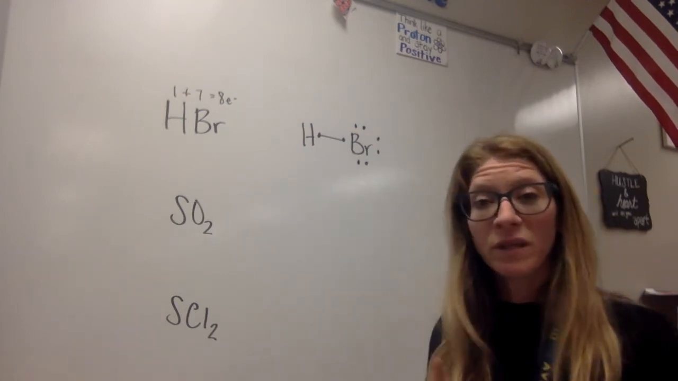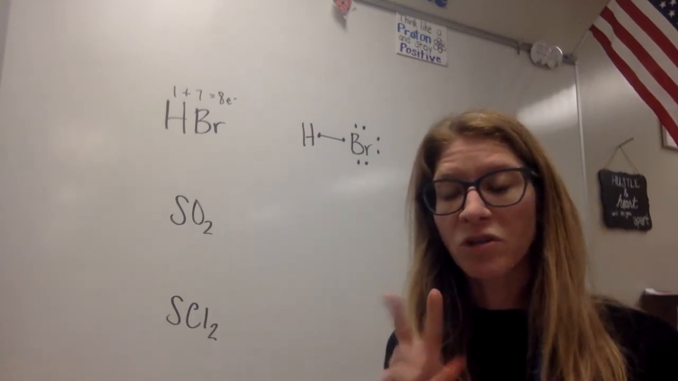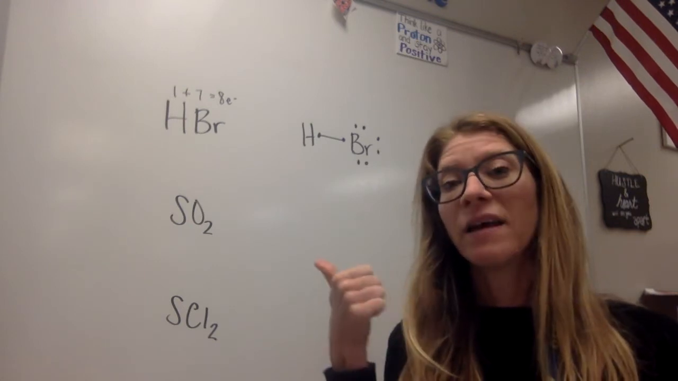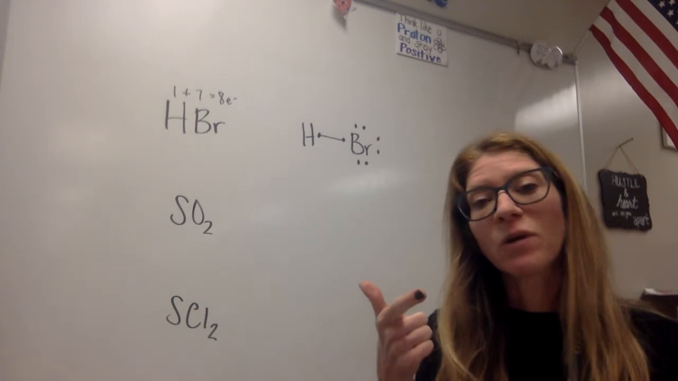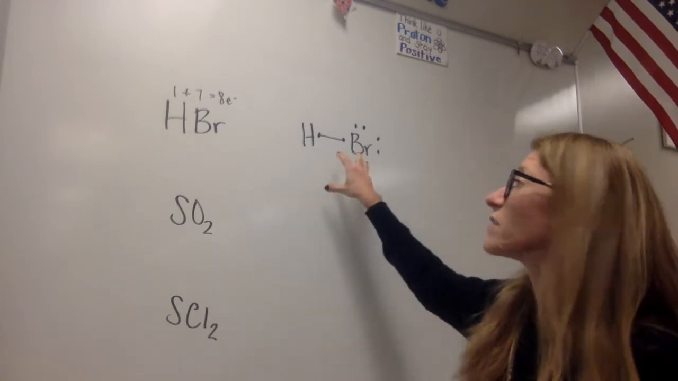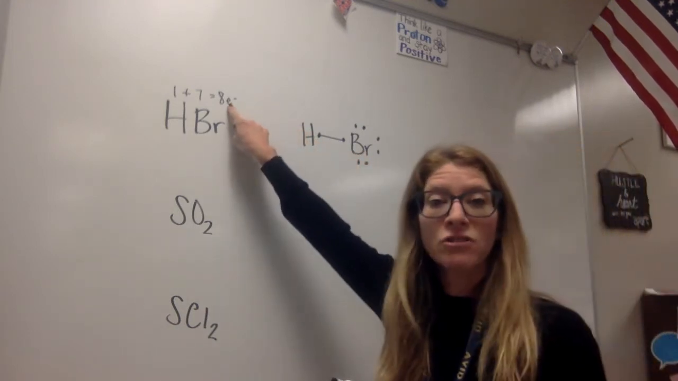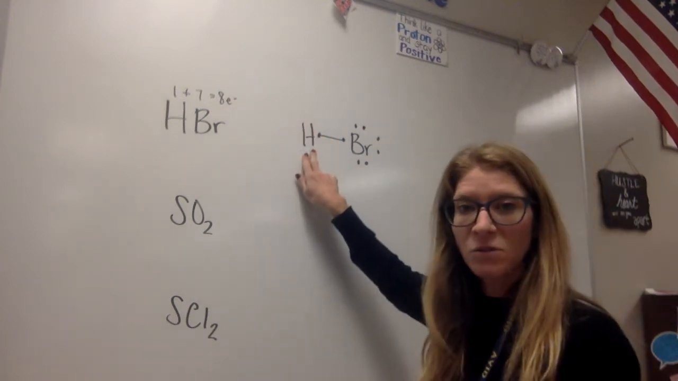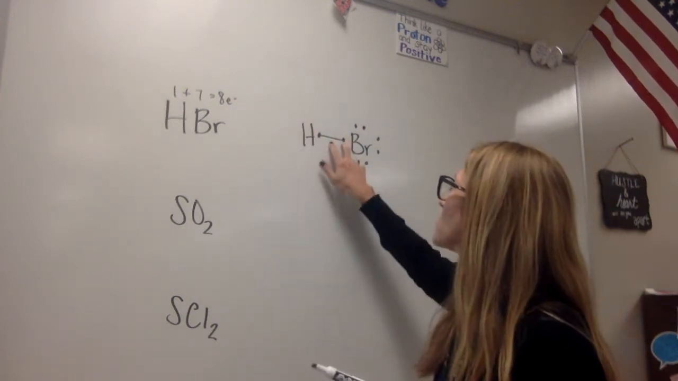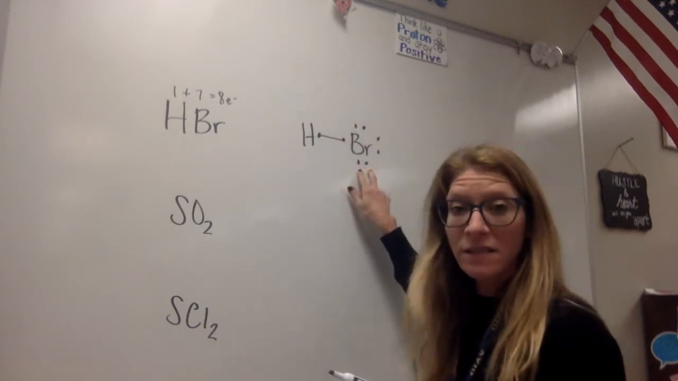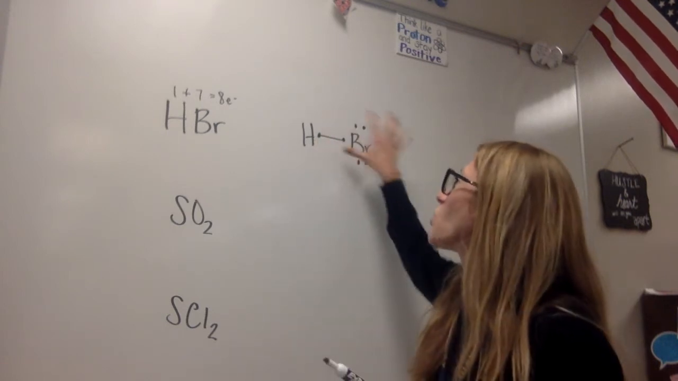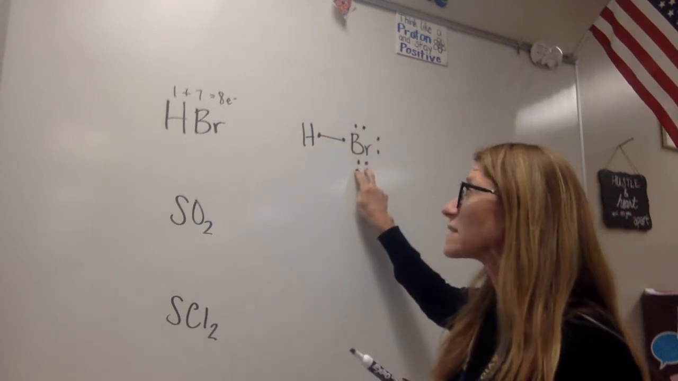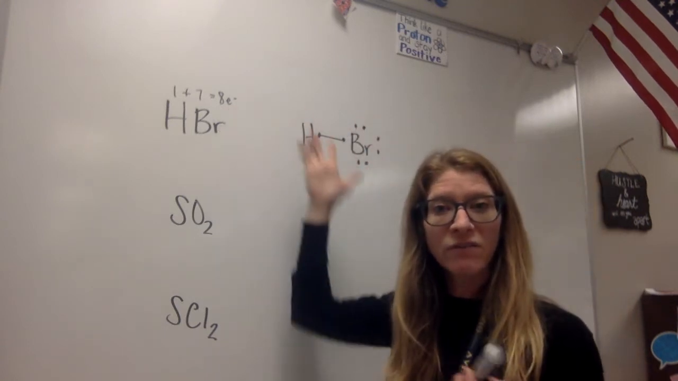Then we need to check with our 2 questions. The first one, do all atoms have or share 8 valence electrons except hydrogen? And the second question is, does the number of electrons in my drawing match my calculated value? Hydrogen is sharing 2 electrons, so it's good. Bromine is sharing 2, 4, 6, 8, so it's good. Total in my drawing, I have 2, 4, 6, 8 electrons, which matches my calculated value, so I'm done.